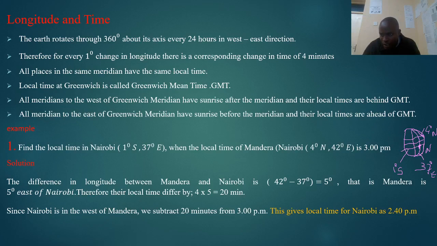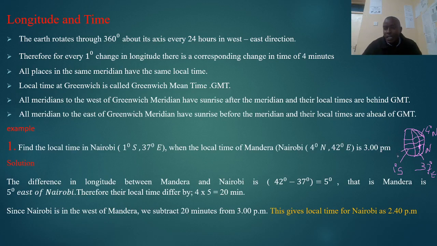So this tells you that Mandera will be to the east, because Mandera is here and the other one is here. So Mandera is to the east of Nairobi. This is our Nairobi, this is our Mandera. So if Mandera is to the east of Nairobi, that means Mandera is ahead of Nairobi in terms of time. And we know if Mandera is 3 p.m., then Nairobi is behind Mandera.